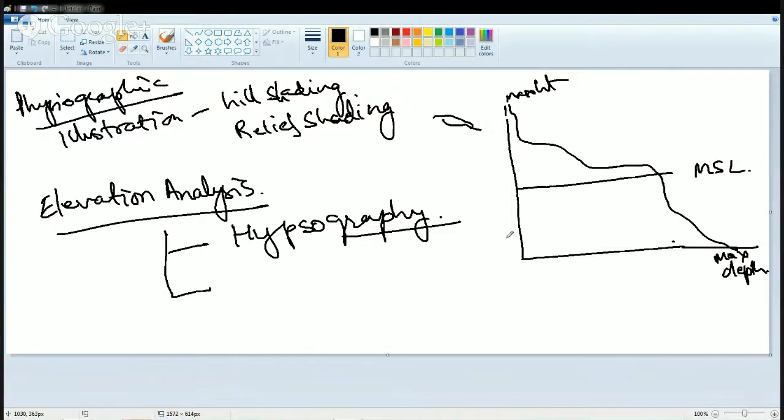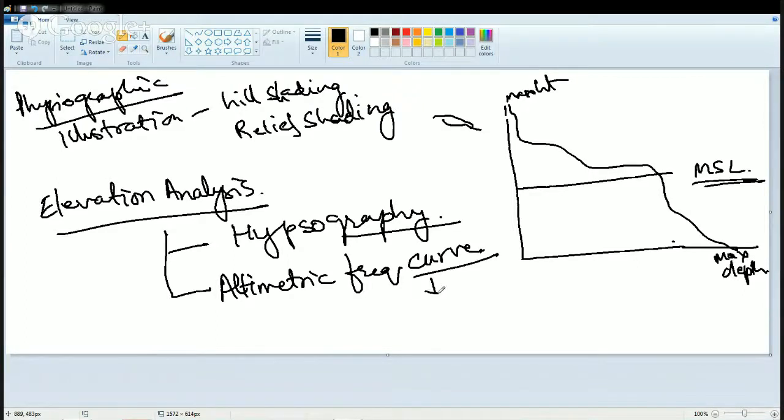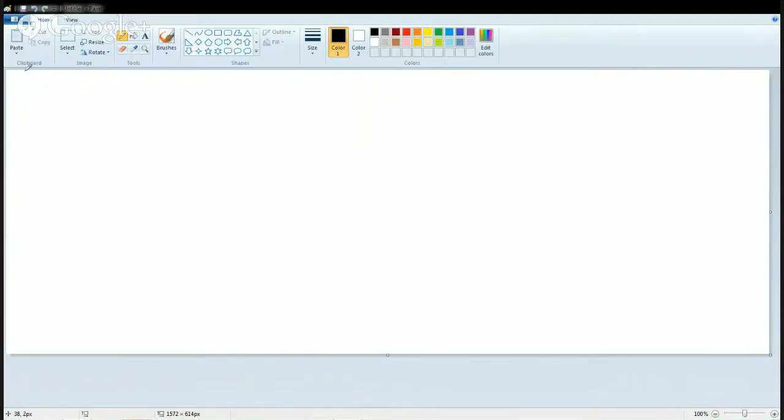And by this we try to find out the elevation of the solid surface relative to this mean sea level. The next is altimetric frequency curve. Altimetric frequency curve, what is important is you try to find out the height of the mountains. So what you are trying to do is find out the height of the various mountains here. Now we would be talking about the most important section here, that is profiles.